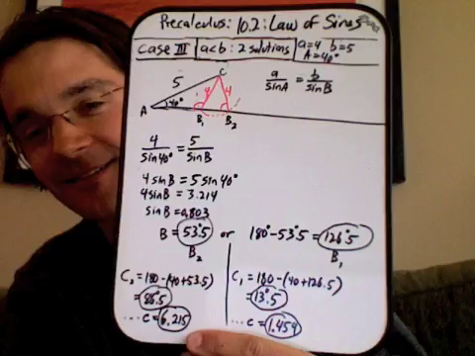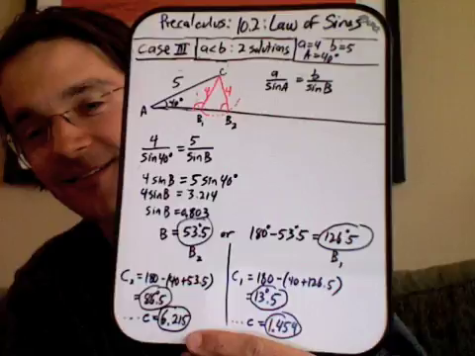Case 3 is the trickiest one. A is less than B again. In this case, we have two possible solutions. I've made A 4, B 5, and angle A 40 degrees. Look at this drawing for a minute. I can make two different triangles, ACB1 and ACB2. ACB1 has angle B1 as obtuse, bigger than 90 degrees. ACB2 has B2 as acute, less than 90 degrees.